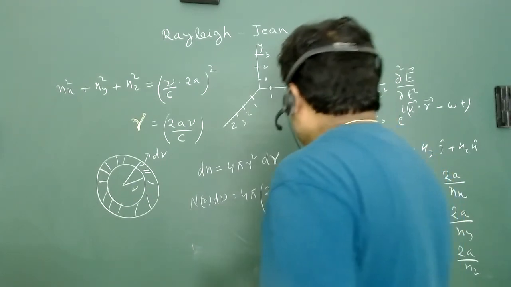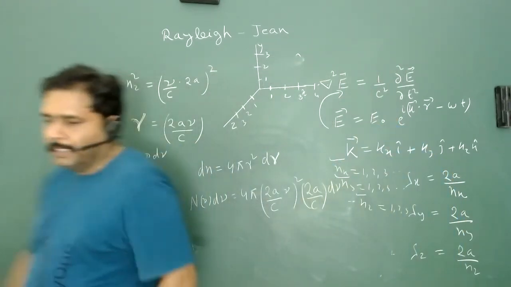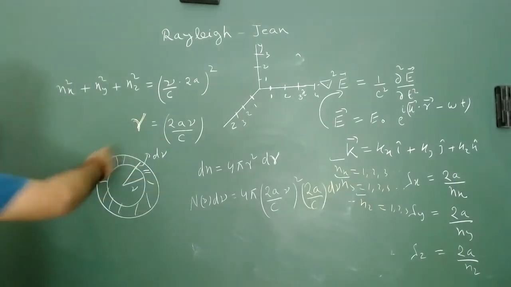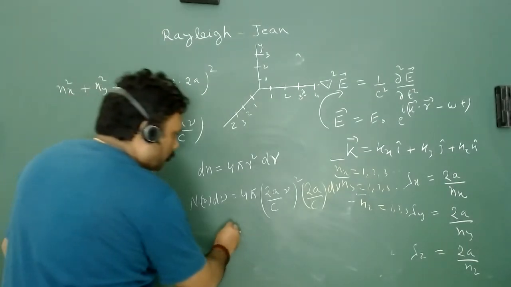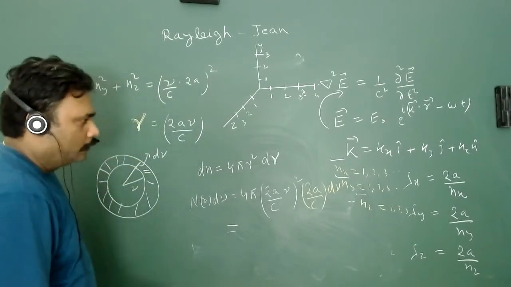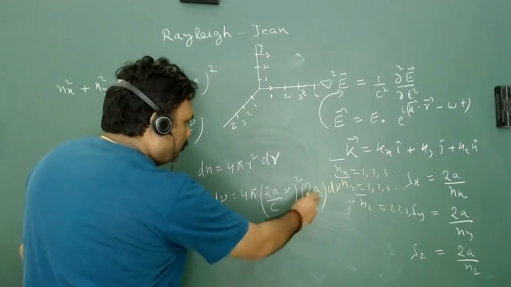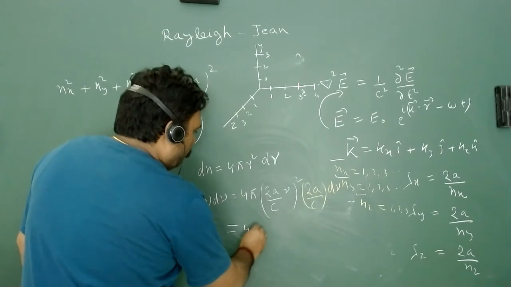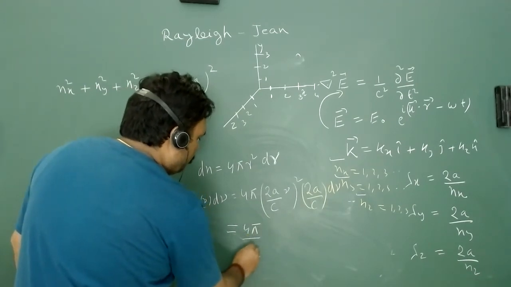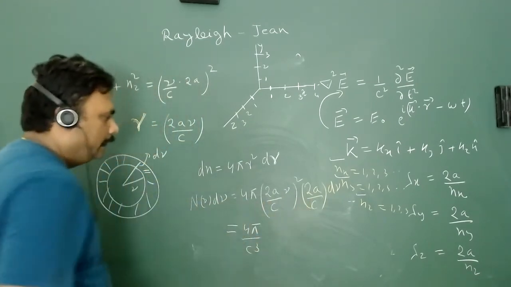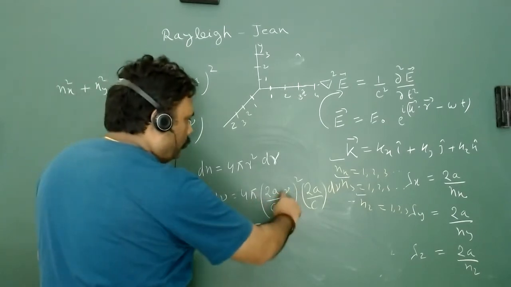So now we have a wonderful calculation. This is the total volume, but what will this particular total volume be? So this is 4 pi upon c cube, c cube is there, and 2 square.